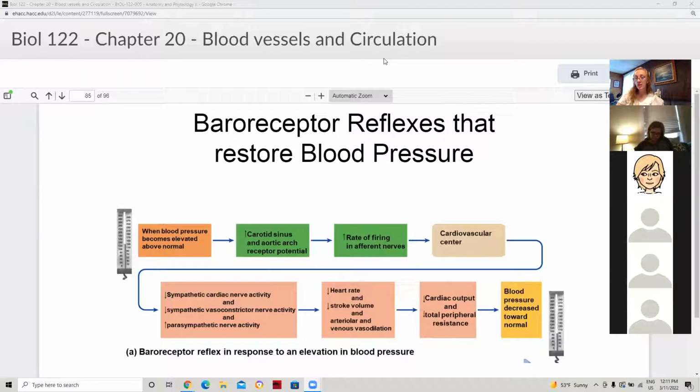So increased firing is going to lead to a decrease in blood pressure.